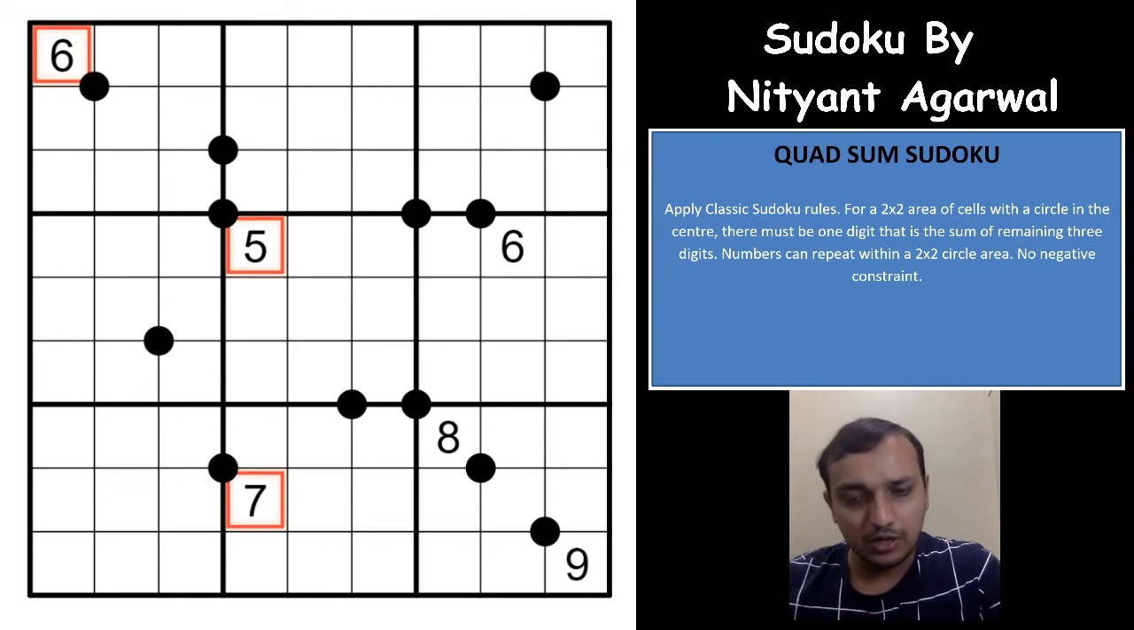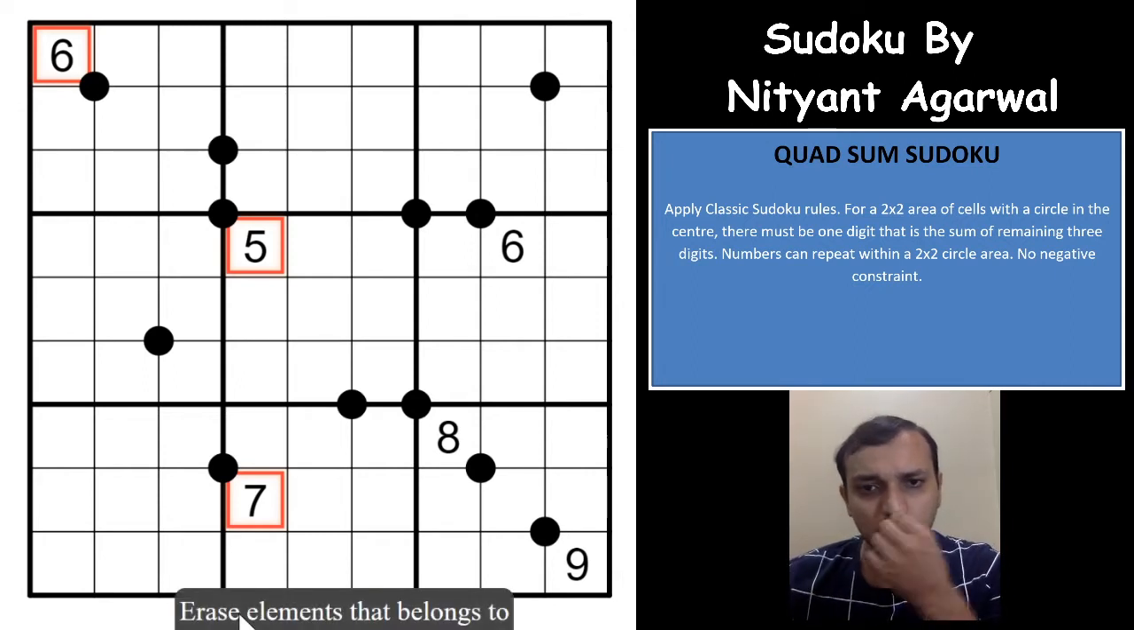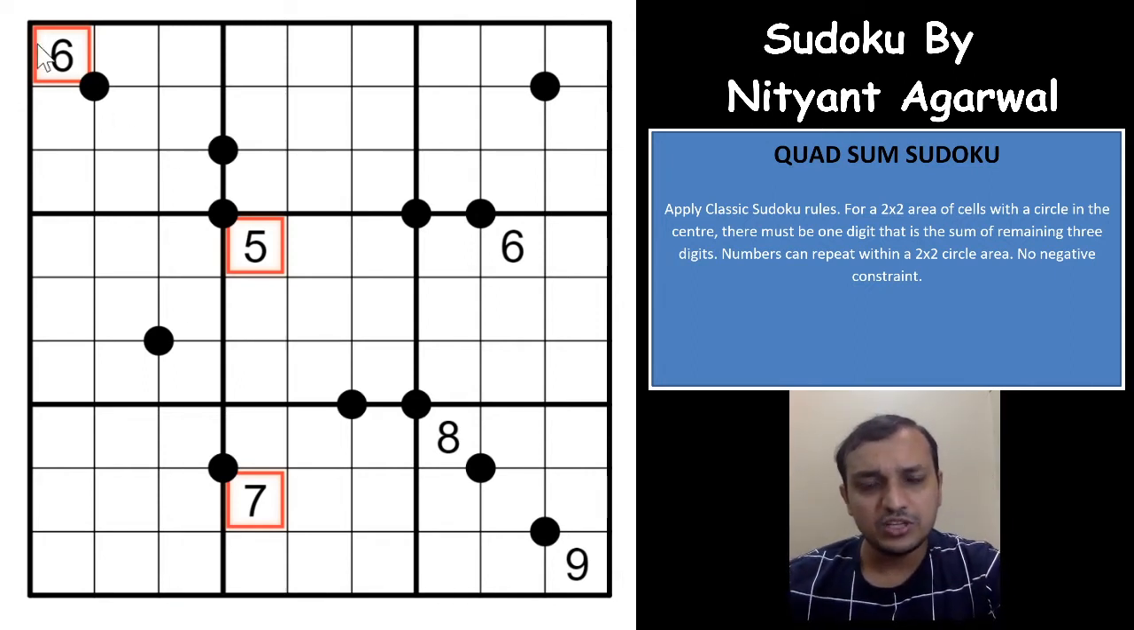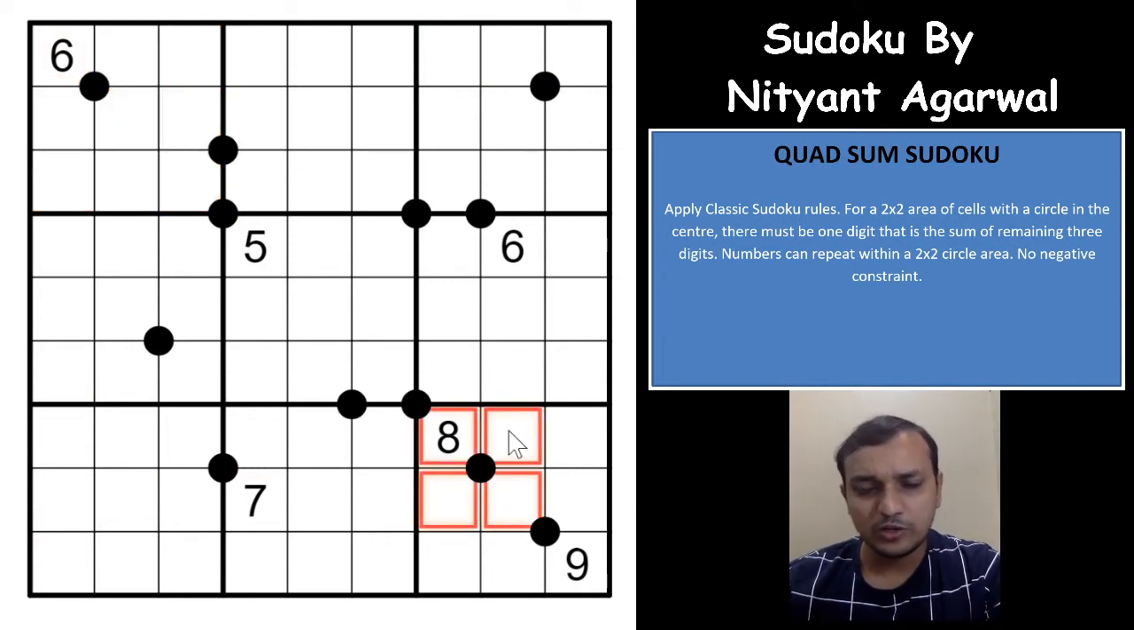And now coming back to this Sudoku. The rules of the Sudoku are as follows. You need to place digits from 1 to 9 in each row, each column, and 3 by 3 box without repetition, right? And apart from that, you have some circles within a 2 by 2 area of cells. For a 2 by 2 area of cells with a circle in the center, there must be a digit that is the sum of the other 3 remaining digits.